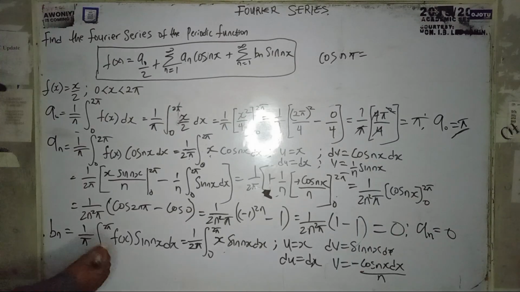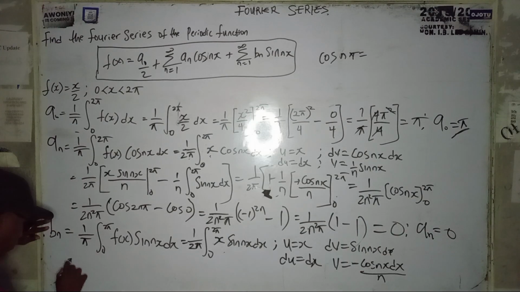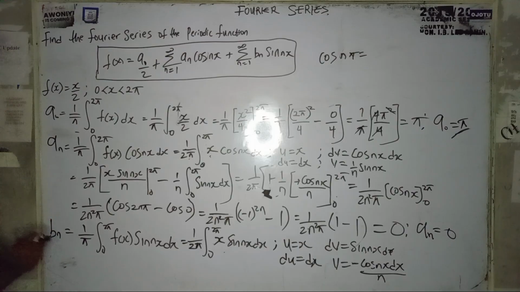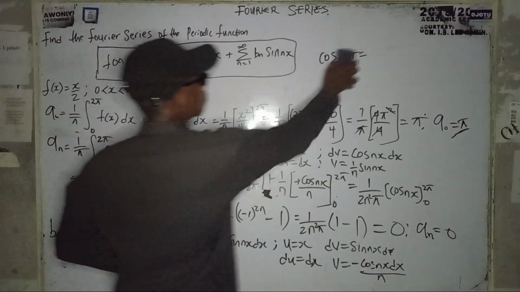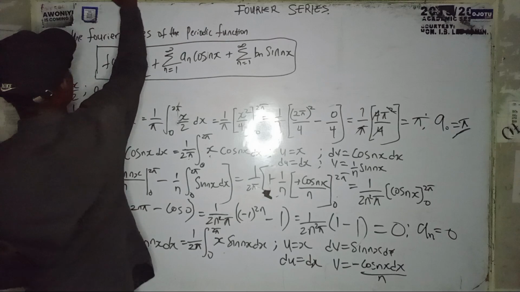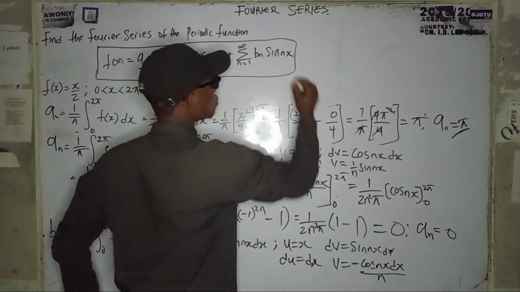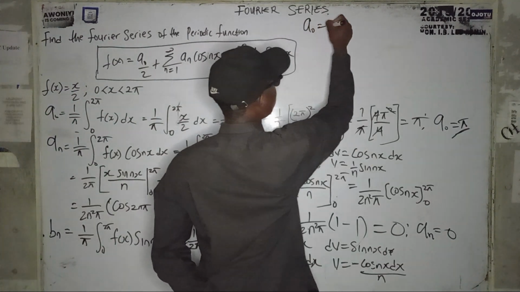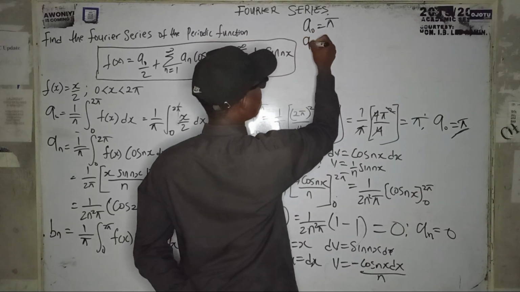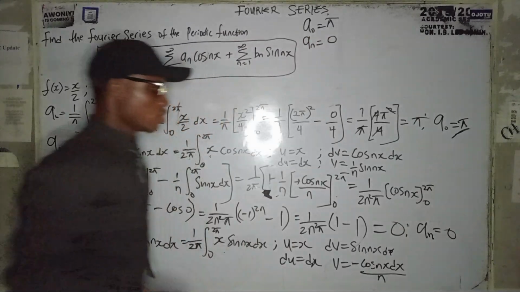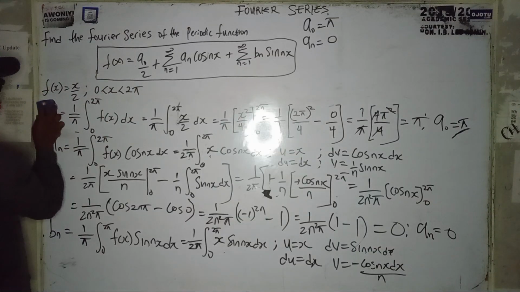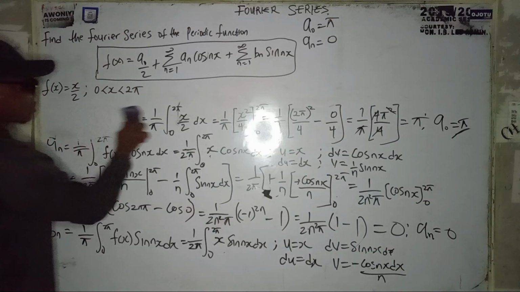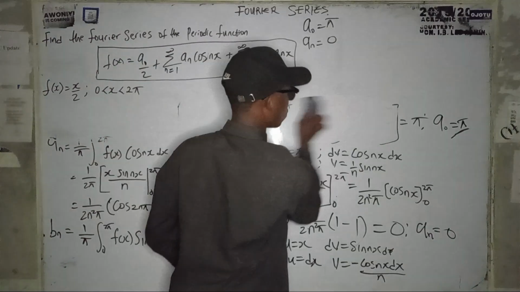Using integration by parts, we are going to get, so let me write my values out. You notice that we have gotten the value for a naught here is equal to pi, and an is equal to 0. So I need some space to continue with my solution.